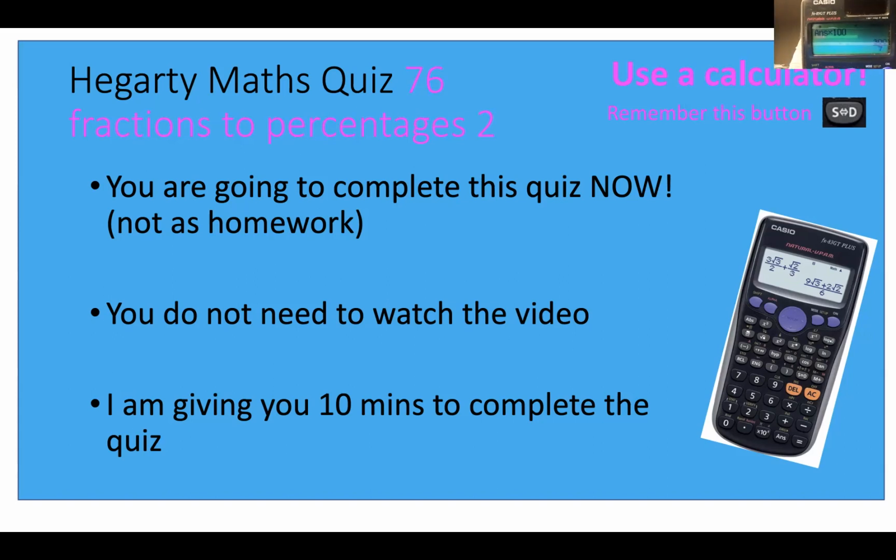Again, you can see it's shown the answer as an improper fraction. So I need to press my SD button and it's going to give me 42.857. Again, the questions on Hegarty will tell you how many decimal places to round to. So that is my percentage answer. Remember, to get from a decimal to a percentage, we use the Beyonce method and we multiply by 10 twice effectively. So we move to the left, okay?